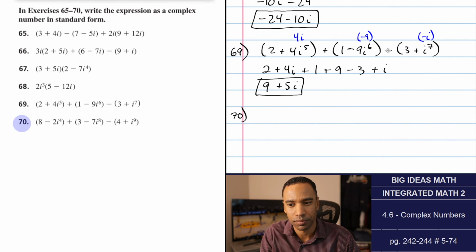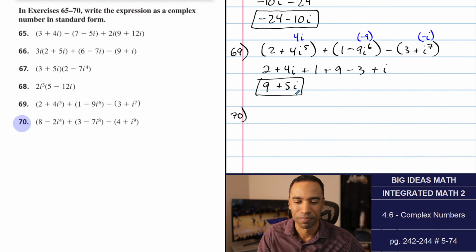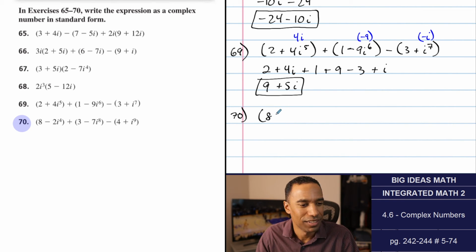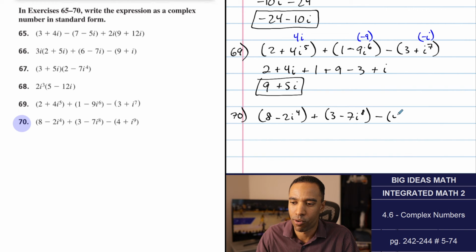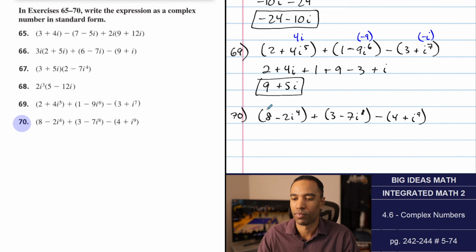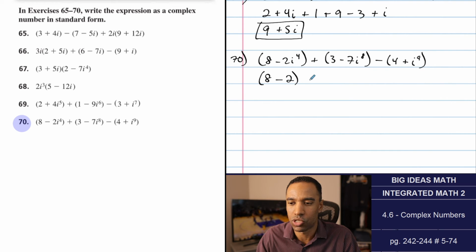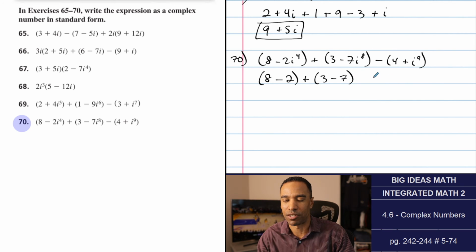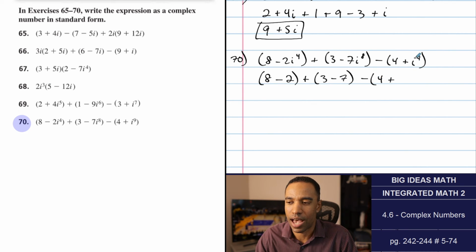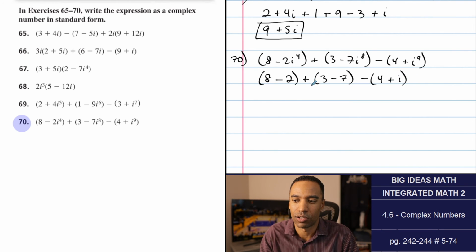What did I say? Number 70. Sorry. My bad. Okay, 8 minus 2i to the 4th. So 5 more problems. Plus 3 minus 7i to the 8th, minus 4 plus i to the 9th. Okay, you know what? I think I'm just going to rewrite the steps as they are, even with parentheses. So 8 minus, so i to the 4th is 1. So 8 minus 2 plus 3 minus, i to the 8th is also i to the 4th. So this is 3 minus 7. Minus 4 plus i to the 9th is the same as i, or i to the 1st.